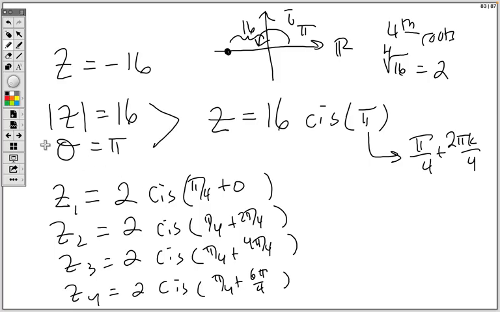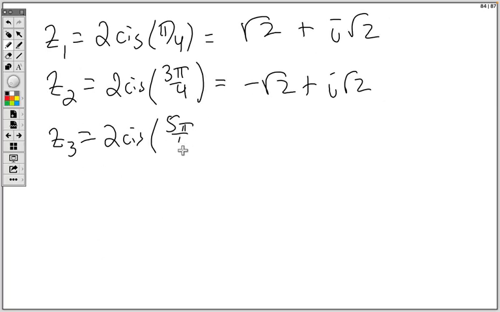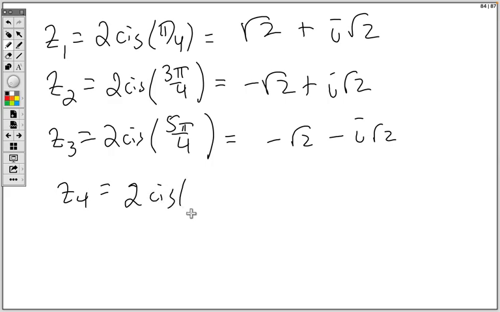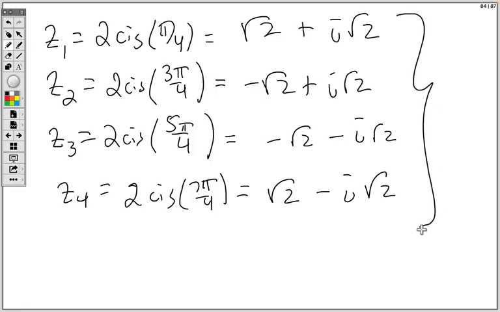Adding 4 pi over 4 would get me to 5 pi over 4. Now I'm in quadrant 3. Both of these are negative. Now I'm at 7 pi over 4. I'm in quadrant 4. So that means the cosine is positive, but the sine is negative. And there are your fourth roots of negative 16. You take any one of these to the fourth power, you're going to get negative 16.